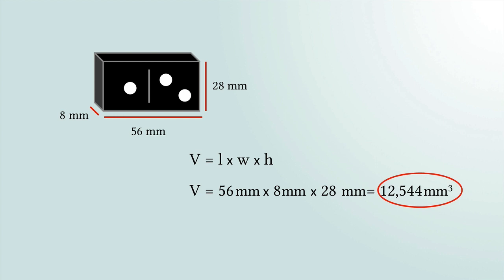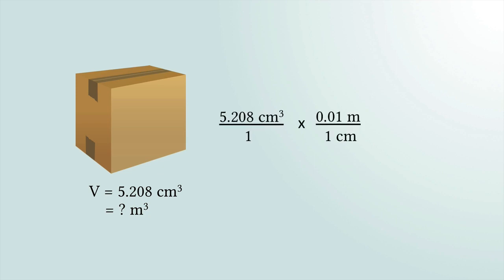Now, units like cubic centimeters or square millimeters are called derived units because they are derived, or are a result, of math calculations. Let's say you have a box with a volume of 5.208 cubic centimeters. You want to know that volume in cubic meters. You might think that the factor label method would be set up like this, with the volume value over 1 times the conversion factor of 0.01 meters over 1 centimeter.